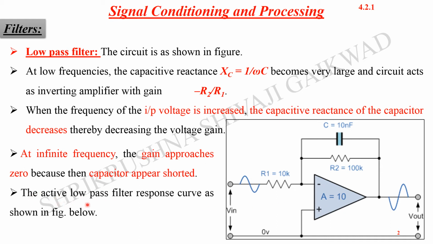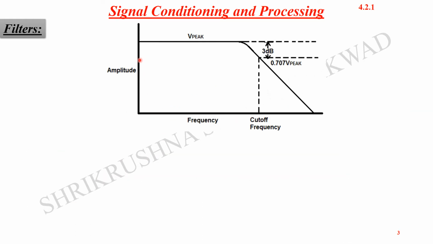The active low pass filter response curve is shown in the figure below. At the lower frequencies the capacitive reactance in the feedback is very high, so that we can get the high gain, and as a certain frequency reaches the cutoff.